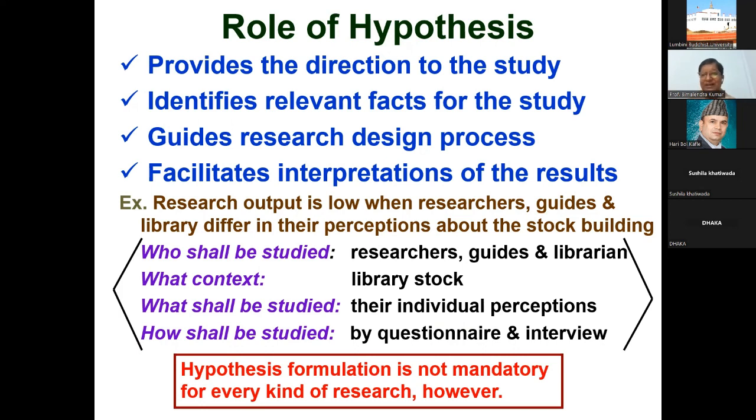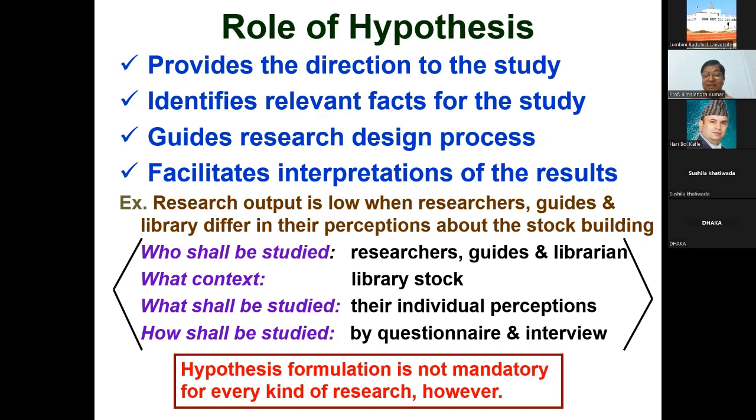We have already discussed that there are 7 steps of the research, from the literature review till the end of the submission of your thesis. So it gives help in designing the research process, as well as it also facilitates interpretation of the results. As for example, one example is given here: research output is low when researchers, guides, and library differ in their perceptions about the stock building.